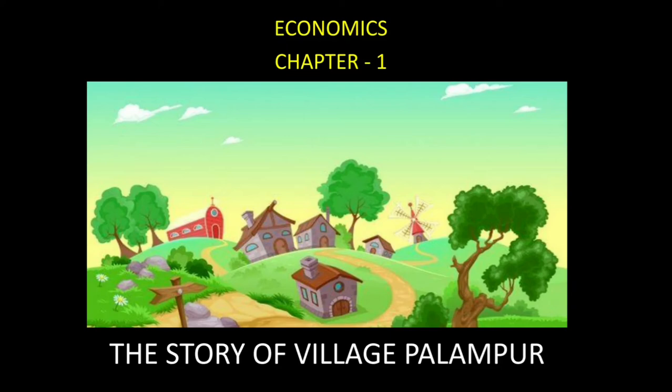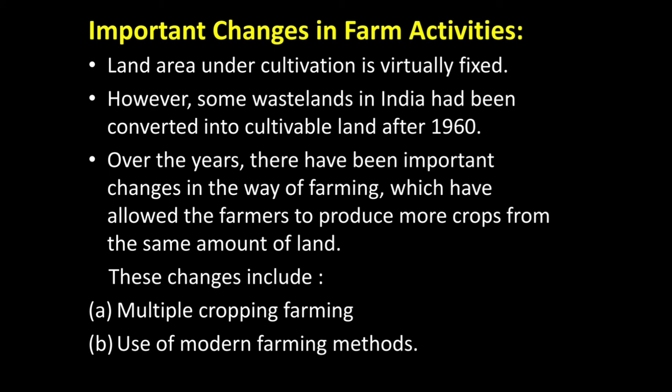We were continuing the first chapter of your economics, that is the story of village Palampur. In the last video, we discussed up to the factors of production, and in this video we will discuss the condition of each factor of production in India. So we will discuss the condition of land, which is a factor of production, through important changes in farming activities. What impact did the changes in farming activities have on the land of India?